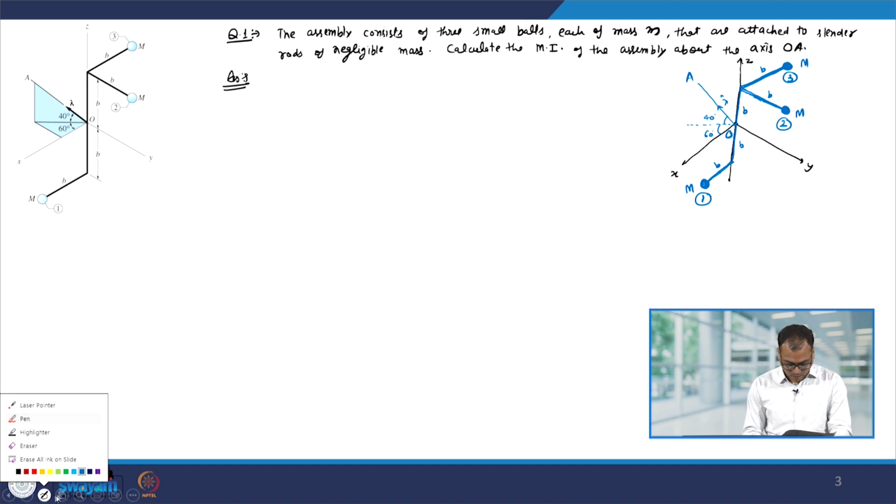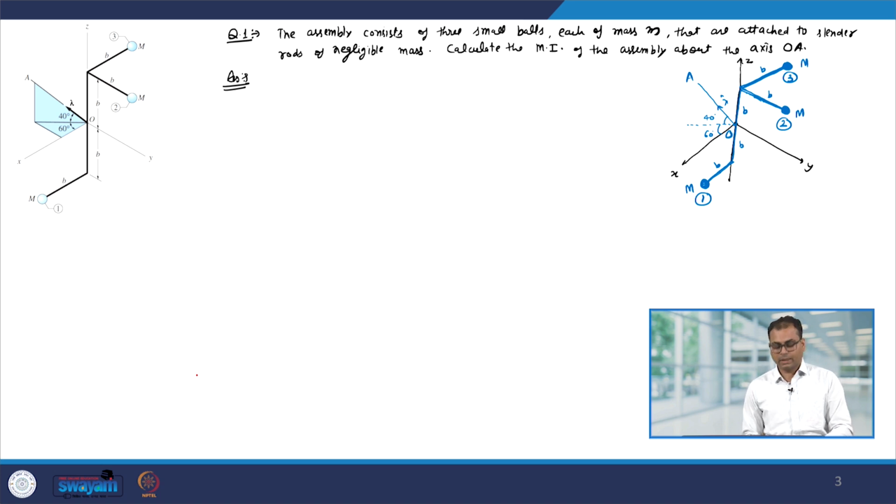Now, first let me write down the coordinates of masses 1, 2 and 3. Note that this is a 3 dimensional problem. So, here the coordinate of mass 1 will be B, 0 and minus B, because you have to move B towards the x axis, about the y axis you do not need to move, so therefore this is 0, and then minus B along the z direction to reach mass 1. Similarly, for mass 2 the coordinates are 0, B and B, and for the third mass the coordinates are minus B, 0 and B.